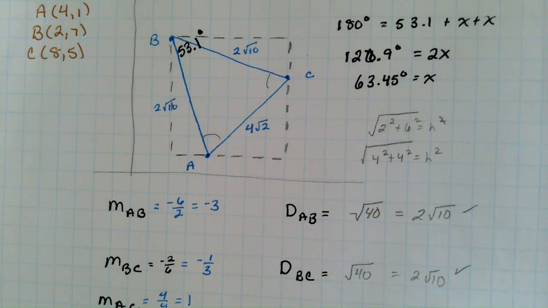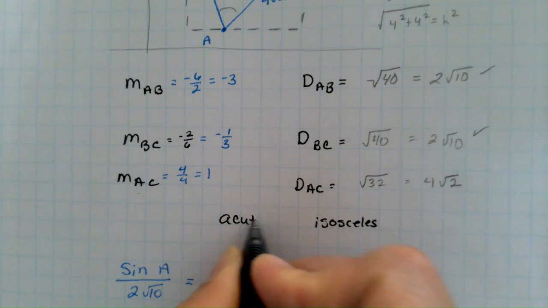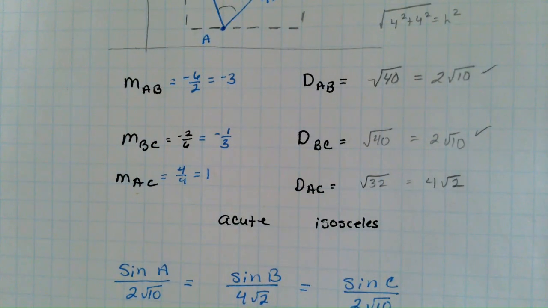So all three angles are less than 90. So not only is this triangle isosceles, it is acute. And we have demonstrated that we know this because we found the angles and we found the side lengths. So just by solving the triangle, we were able to figure it out. Okay, so for a triangle, that's not too bad, right?